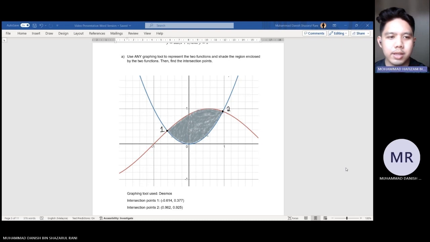In this question I will set the graph and find the intersection point. This is a graph that I have made using the Desmos application, and the first intersection point is negative 0.614, and the second intersection point is 0.962.